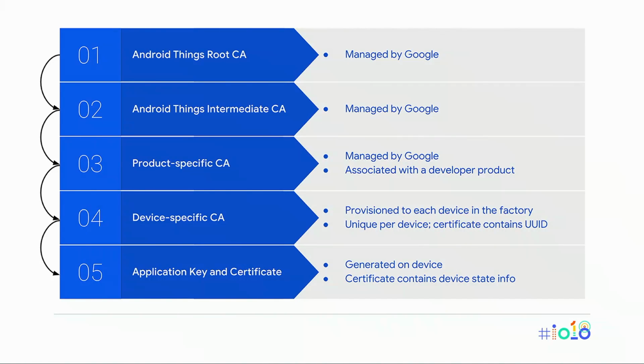The last level is the application key and certificate. So this one's generated on the device. It's generated by your application. And the certificate is generated as well by the device-specific CA, which is protected by the trusted execution environment on the device.